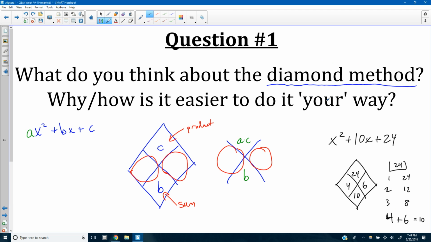Why is it easy to do my way? It's not. It's the same exact method. We're still trying to find the 2 numbers that multiply to C and add to B. Now, here's what I do want to say about the diamond method.